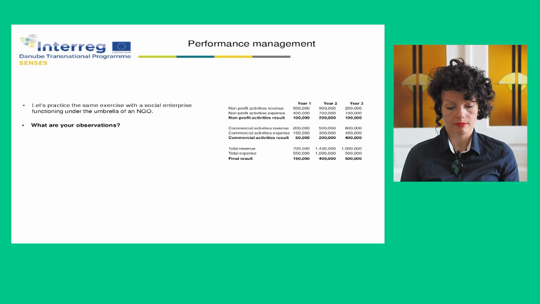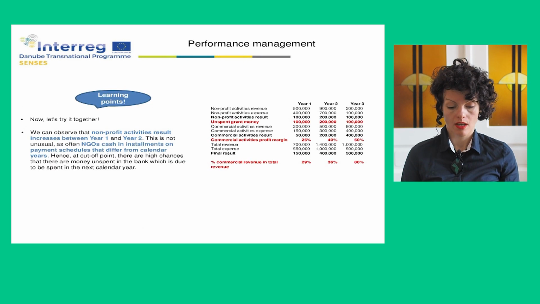Let's practice together the same exercise with a social enterprise functioning under the umbrella of an NGO. What are your observations? Let's try it together. We can observe that non-profit activity result increases between year 1 and year 2. This is not unusual, as often NGOs cash in installments on payment schedules that differ from calendar years. Hence, at cutoff point, there are high chances that there is money unspent in the bank, which is due to be spent in the next calendar year.